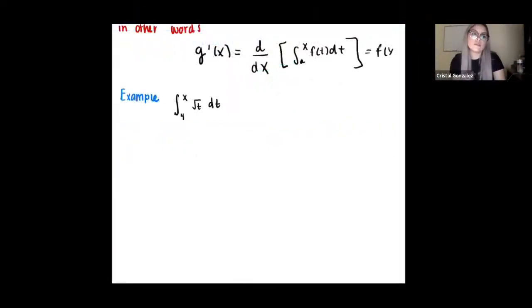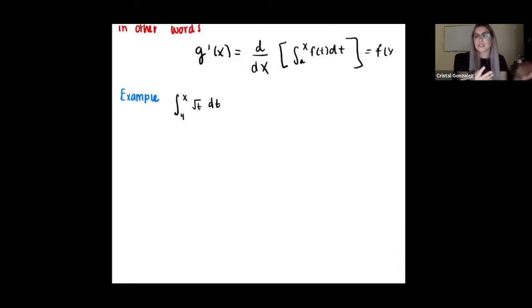Okay, so let's do this example. Say we had the integral from 4 to x of the square root of t dt. Now, I am eventually going to show you after we take that antiderivative, how when we take the derivative, we'll basically just get the square root of x. But let's go ahead and actually just evaluate this integral using that evaluation theorem that we had before.